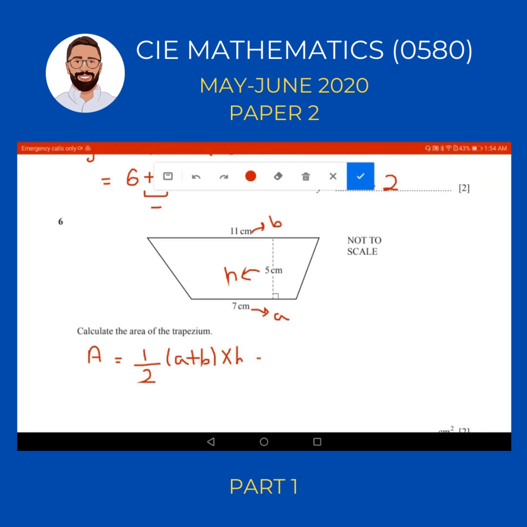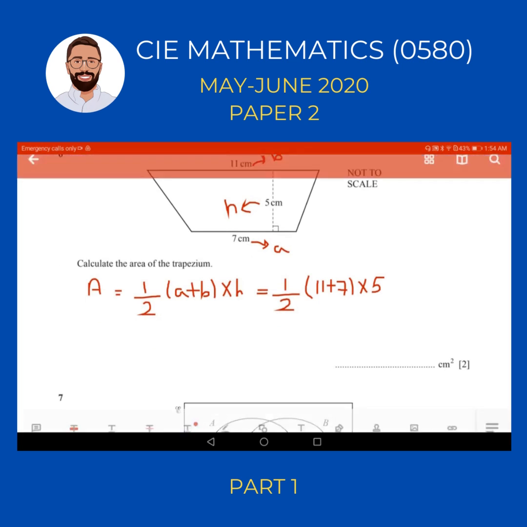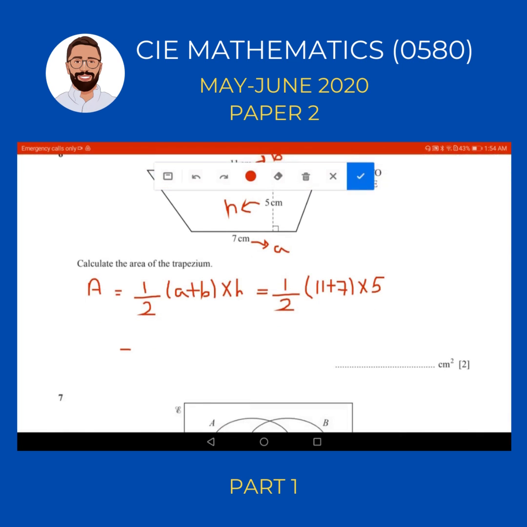So the area is half times A plus B, which is 11 plus 7, times 5, which is the vertical height. So this is equal to half times 11 plus 7, which is 18, times 5. So half times 18 times 5 is 45 centimeters squared.